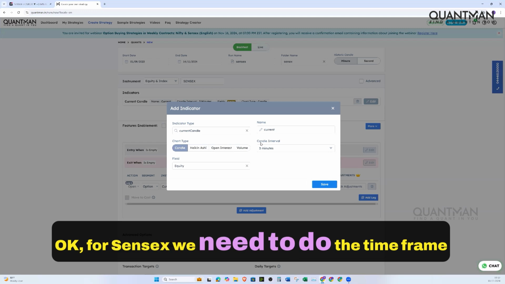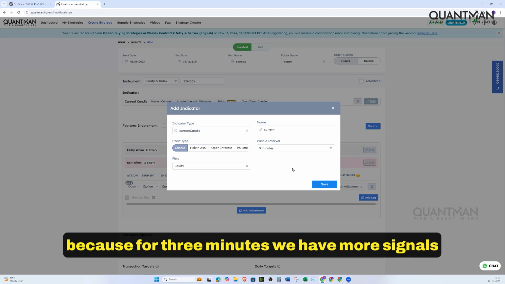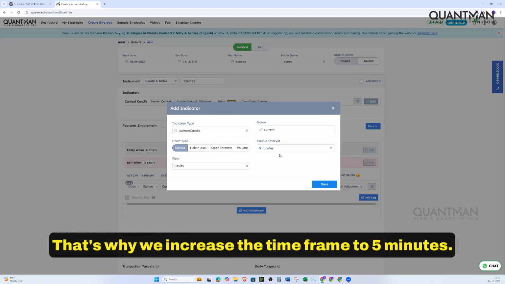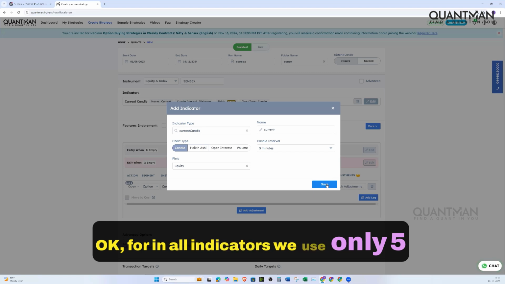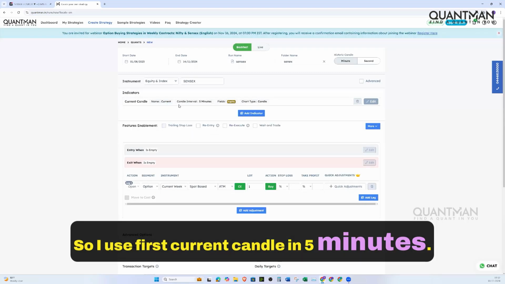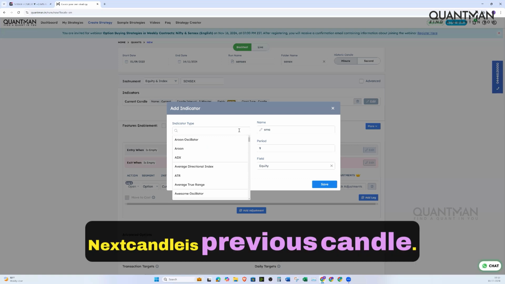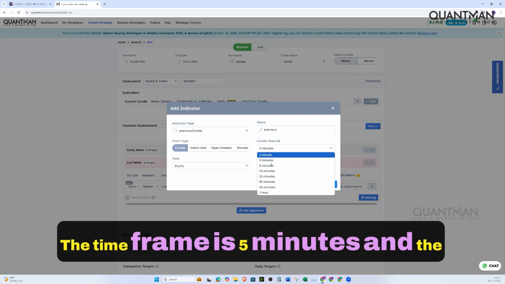For Sensex, the time frame is 5 minutes, because in 3 minutes we have more signals, and also our strategy is not performing in 3 minutes. That's why we increase the time frame to 5 minutes. In all indicators we use only 5 minutes. So I use the first indicator, current candle, in 5 minutes. Next candle is previous candle. The time frame is 5 minutes, and the chart is equity.